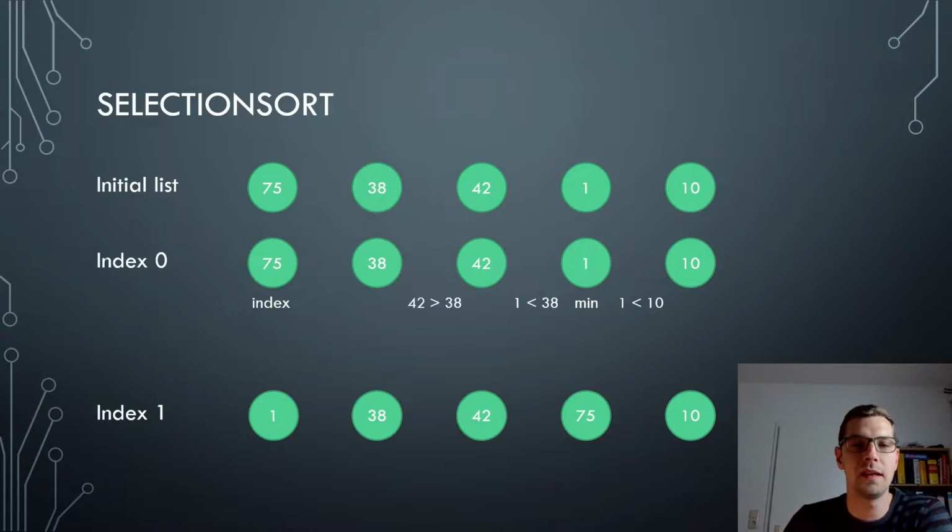In the next step we compare the 75 with our minimum, and that is 1. And we figure that 1 is smaller, so we have to swap these two.